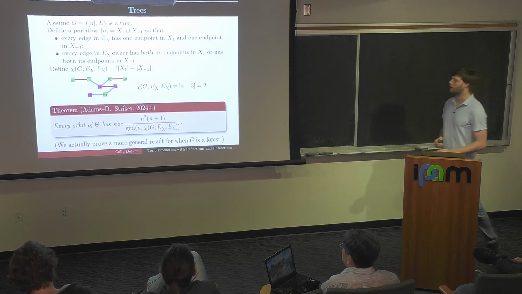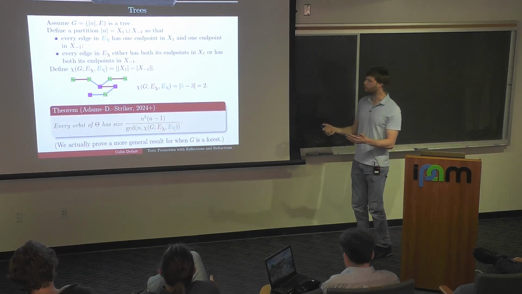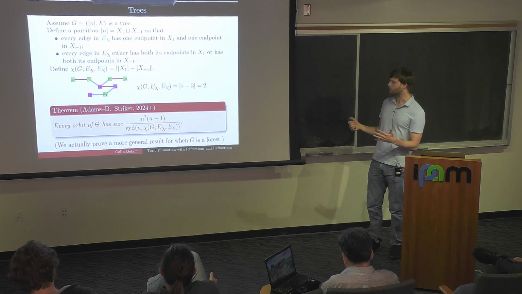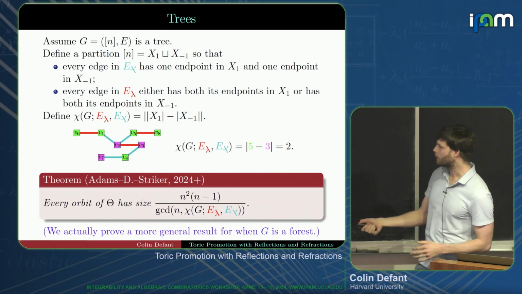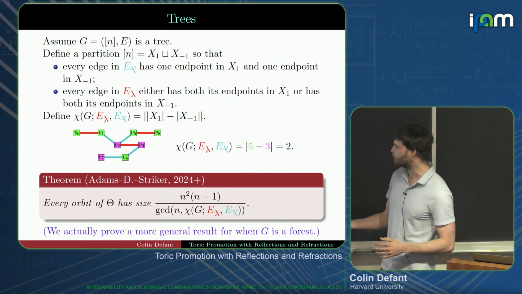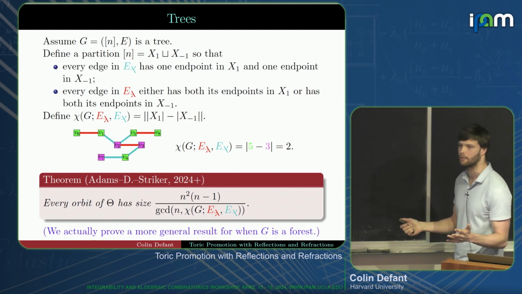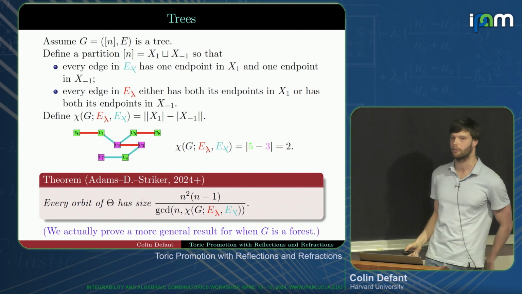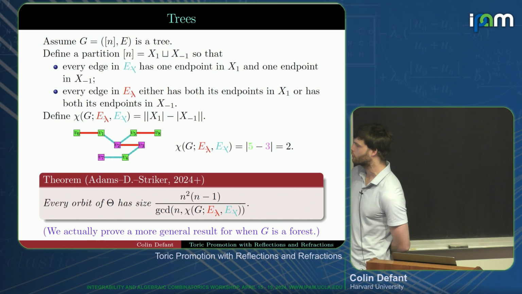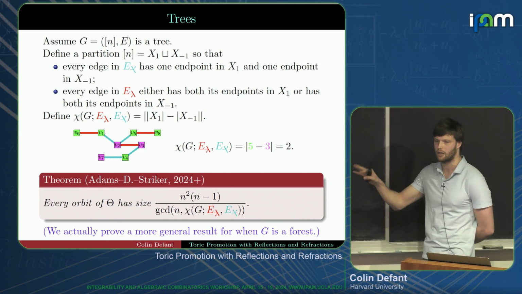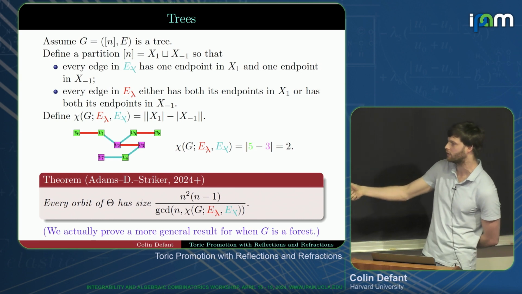And so our theorem is that, in this case, actually all of the orbits of theta have the same size, which I think is already kind of surprising. And we can tell you what that size is. It's n squared times n minus 1 divided by the GCD of n and this chi number that I just defined. So this is exactly determining the orbit structure of this map when G is a tree. We also proved something more general for forests. It's just a little bit more complicated, so I'm not stating it here, but it's basically something like this.